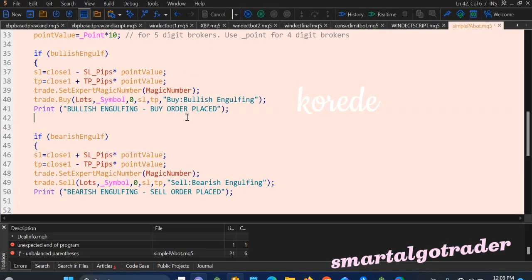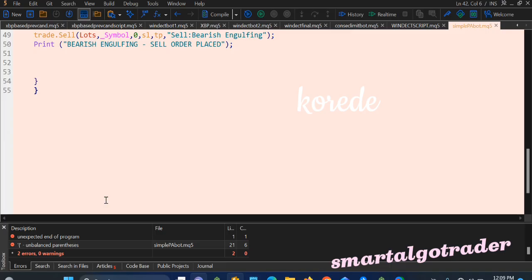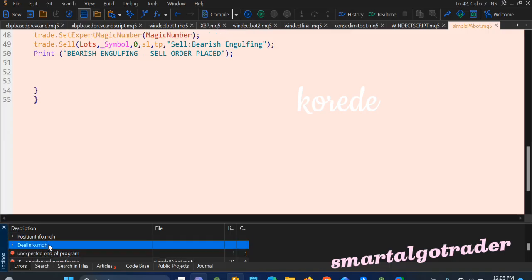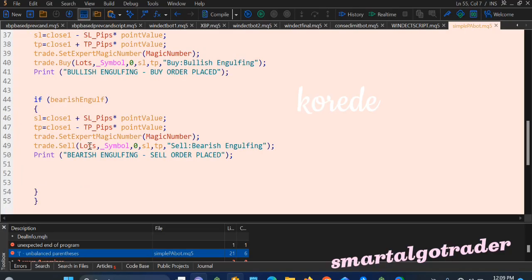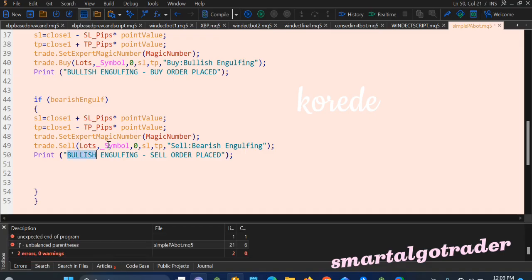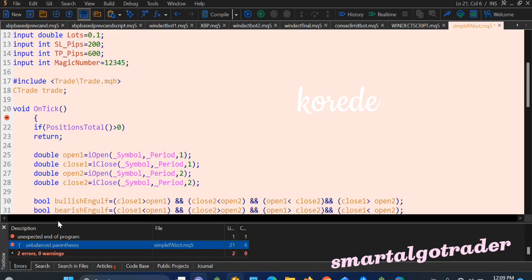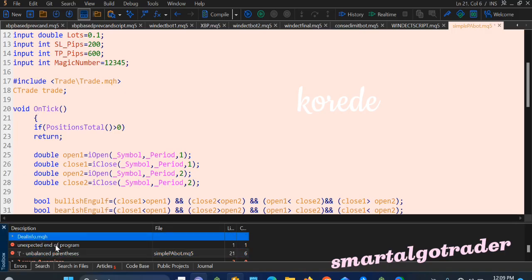So this one now, we have an error. We have some errors here. Let's see something. Let's try something. Unbalanced parameters. No, this is not really it. Unexpected end of program.